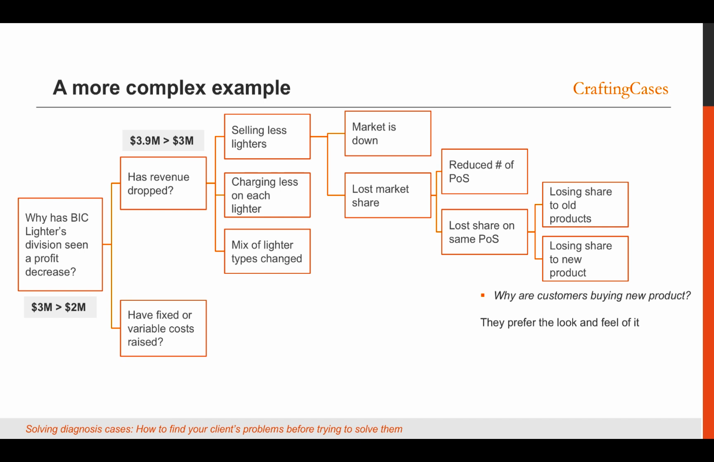But because we're in a diagnosis case, I could end here and say, well, the major reason why the big lighters division has seen a profit decrease in this country last year is that a new competitor product was introduced in the market, and some of our customers are preferring this new product. But I want to understand costs first, because I think it's really strange that our costs have risen while our volume has dropped. The opposite should happen. So I tell the interviewer that the main reason is this new product was launched, but I want to understand why costs have risen.